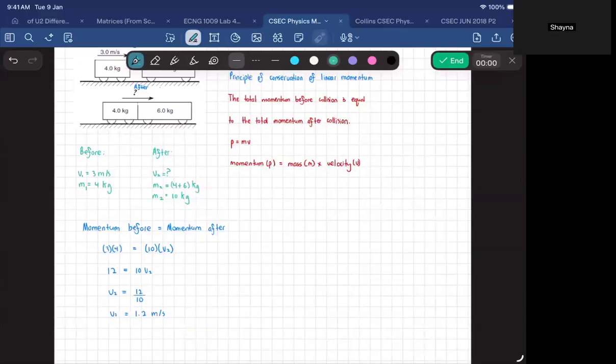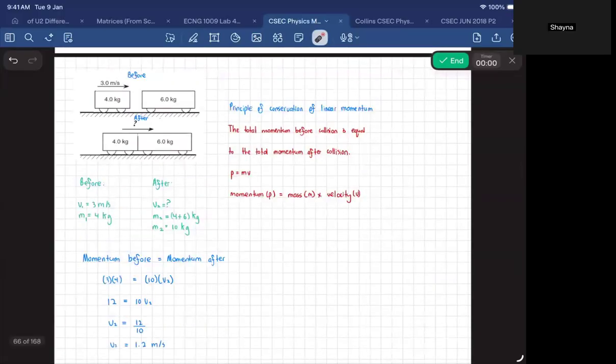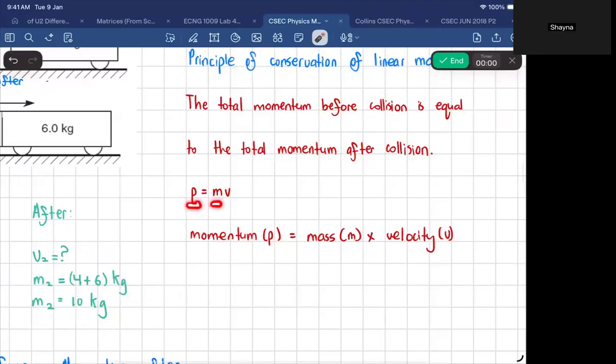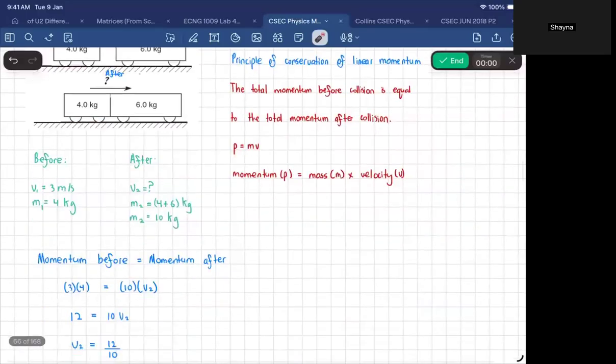Yes, sir. So guys, if you are looking at this, the principle of conservation of linear momentum says that the momentum before needs to be equal to the momentum after the collision. The formula that you're going to use for momentum is mass times velocity. So in this diagram, we had a cart of mass 4 kg moving at a velocity of 3 meters per second. So V1 would be 3 meters per second, M1 would be 4 kg. So the momentum before would just be the mass times the velocity, which is 3 by 4.